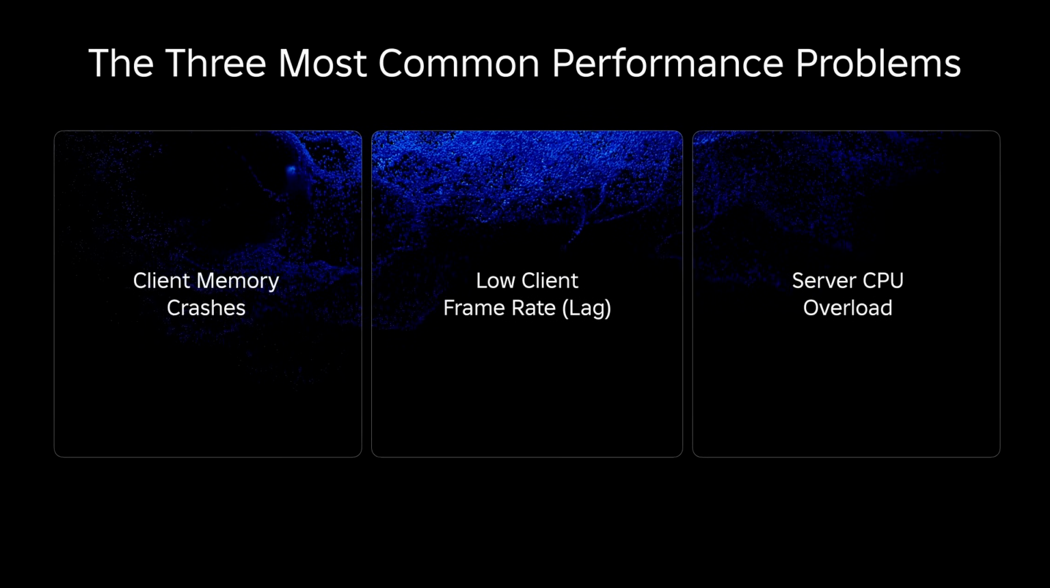When these games reach out to us and they're having performance problems, the most common thing we've seen this year basically comes down to these 3 categories. These categories are client memory crashes, low client frame rate, lag as the kids call it, and server CPU overload, where the servers are not running as well as they could be.